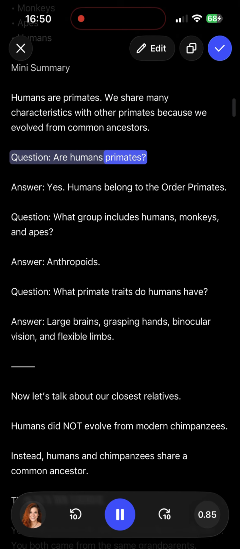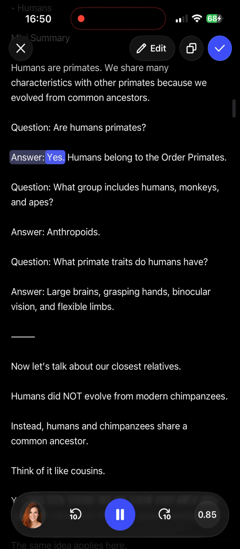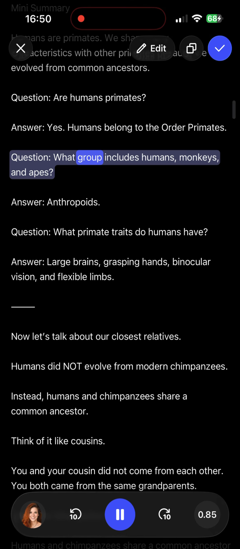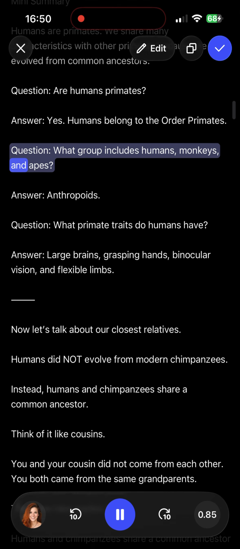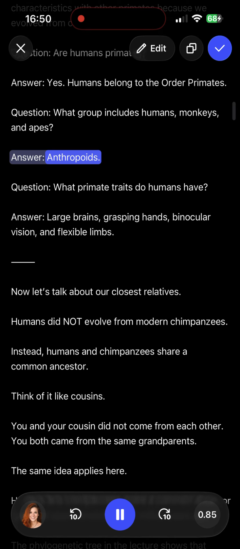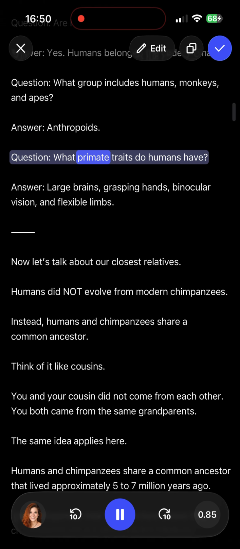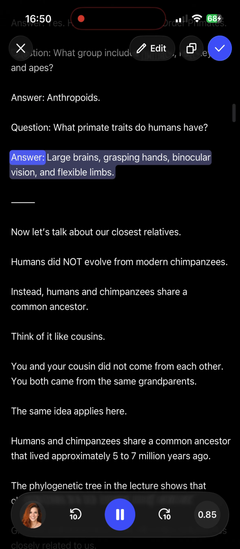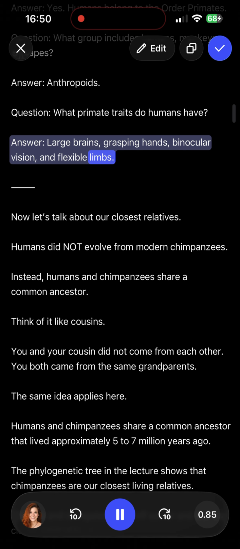Question: are humans primates? Answer: yes, humans belong to the order primates. Question: what group includes humans, monkeys, and apes? Answer: anthropoids. Question: what primate traits do humans have? Answer: large brains, grasping hands, binocular vision, and flexible limbs.